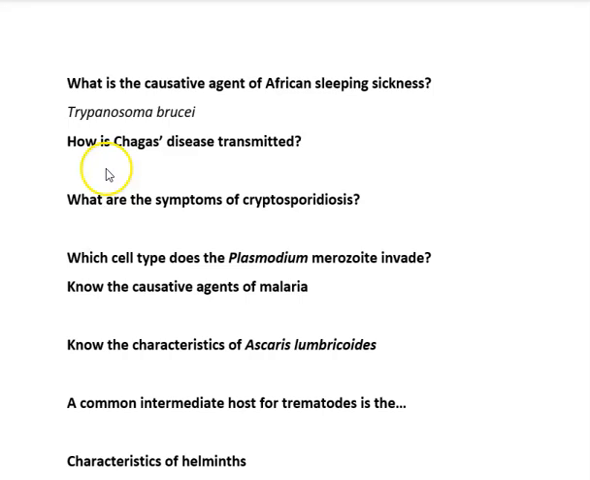How is Chagas disease transmitted? Well, remember, it's going to be transmitted through the kissing or the Reduviid bug. And what happens is the bug bites the person, and it also defecates near the bite. And when the person goes to scratch the bite, they rub the feces into the wound, and that's how the parasite gets into the body.